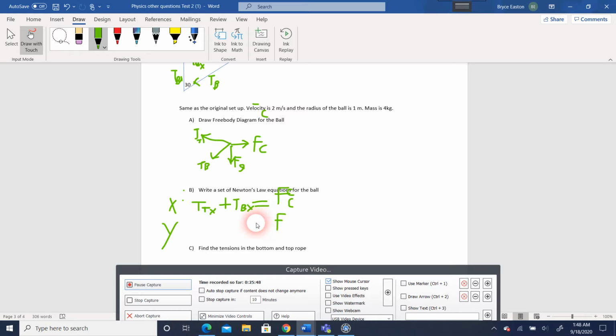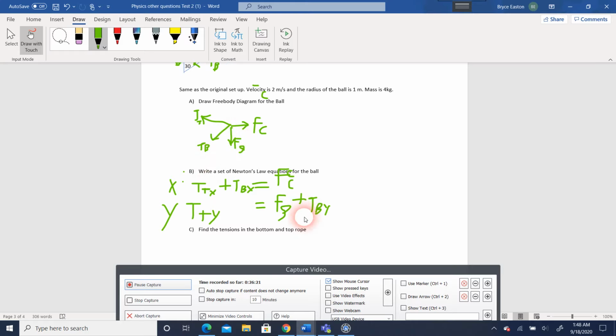And then what we want to do for y. A similar thing here. We have T top y as the only thing pulling it up, so we have just T top y on one side. On the other side we have Fg pulling it down plus tension bottom y, because that one's technically pulling it down. So these are our two equations.